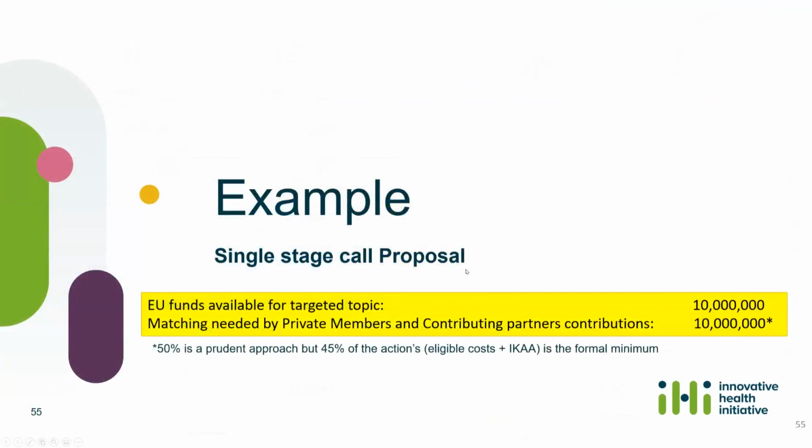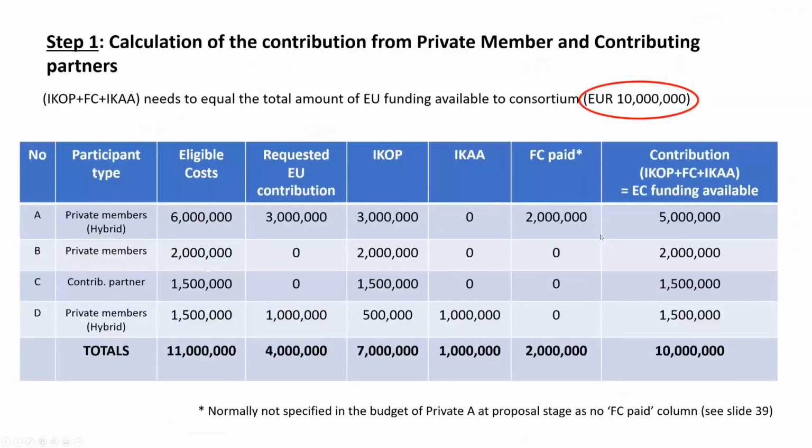Then, one concrete example. Imagine you have 10 million in EU funds available for a targeted topic. Then you need to match that 10 million with private members' and contributing partners' contributions. For the example, we consider 50%, but this is the prudent approach. Again, 45% is the formal minimum. But let's see how you can build your budget based on this.